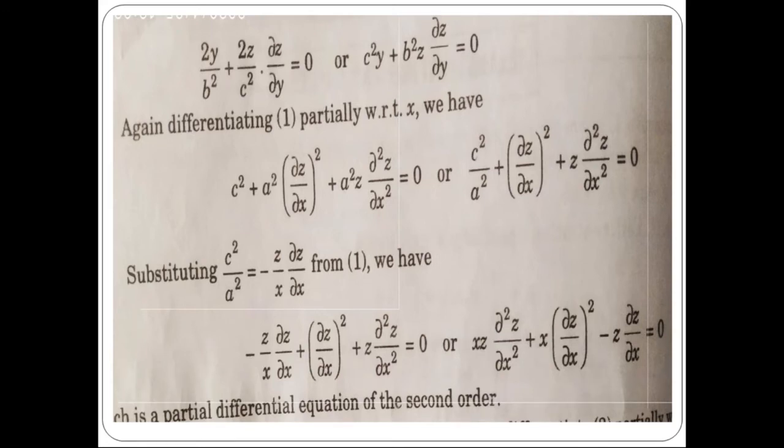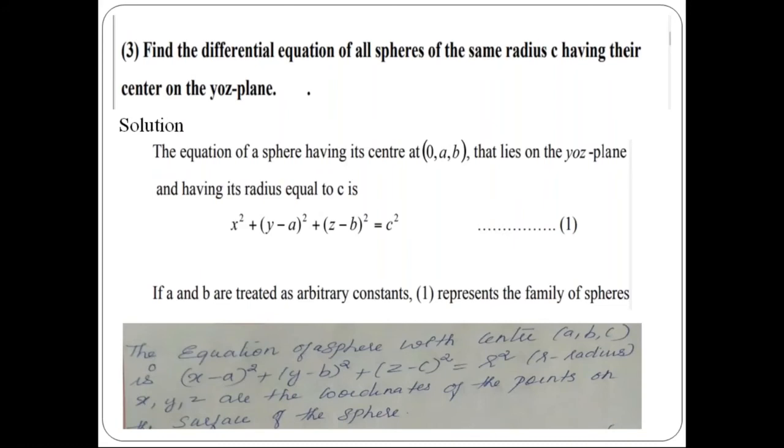Next, I'm taking an example: find the differential equation of all spheres of the same radius c having their center on the yz plane. Here the equation of a sphere, as everyone knows, with center (a, b, c) is (x minus a) whole square plus (y minus b) whole square plus (z minus c) whole square equal to r square, where r is the radius and (a, b, c) is the center. This is the standard equation.